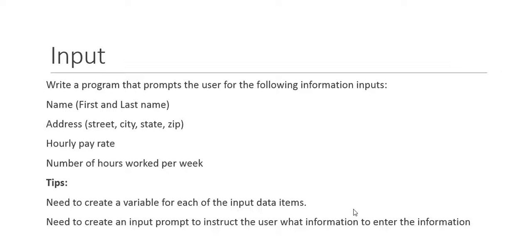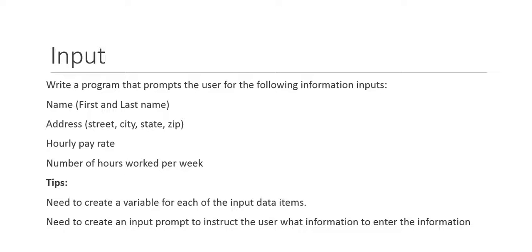First part is input. So the input part of this scenario is write a program that prompts the user for the following information inputs. You want the user to input their name, their address, their hourly pay rate, and the number of hours worked per week. Now, in order for this to work successfully in a program, you have to make sure to create variables that will capture this input and store it so they can be used later for processing.